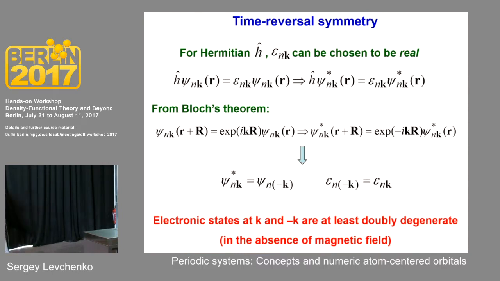And from Bloch's theorem, we can actually see that this psi_k star behaves as psi_k, but with minus k. So this means that psi_k and psi_minus-k are degenerate, and this is what is called the time reversal symmetry. So there's degeneracy of this kind, which can be broken in case we have a magnetic field.